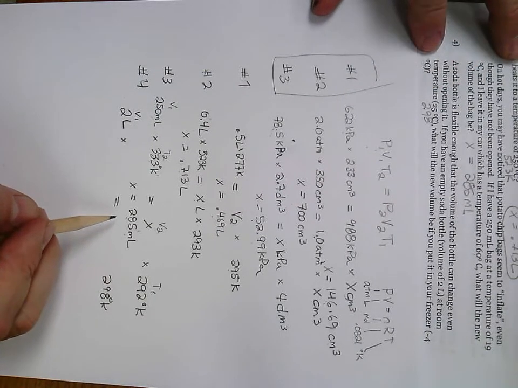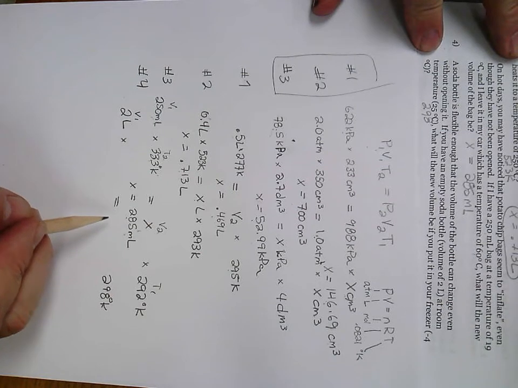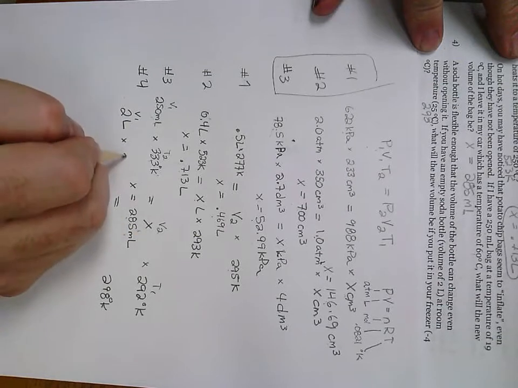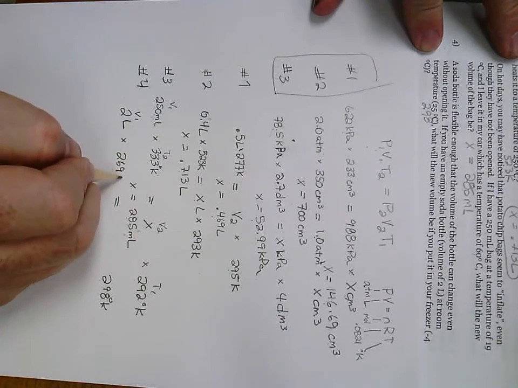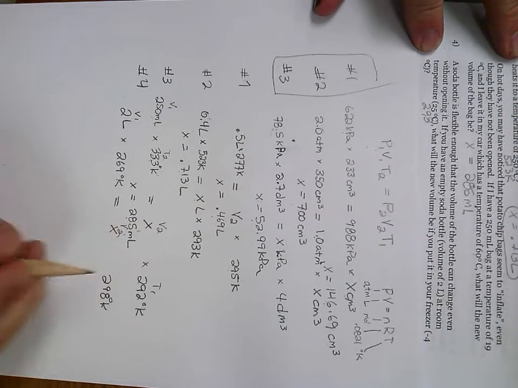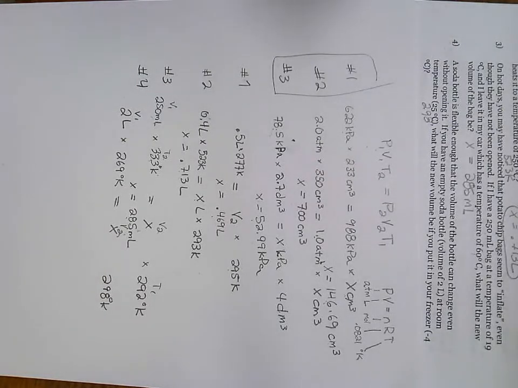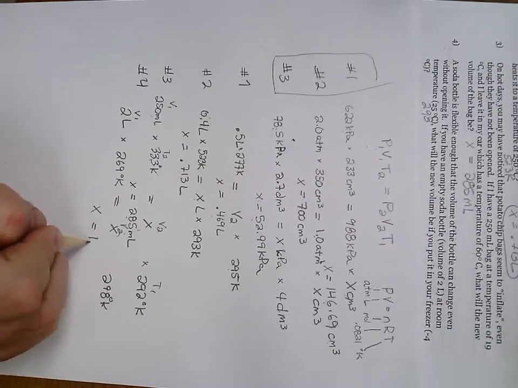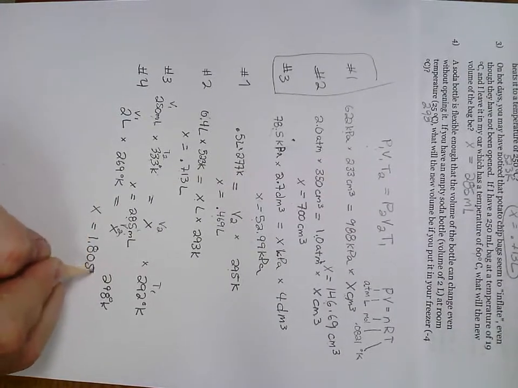What will the new volume be if you put it in your freezer? Minus 4 degrees, so that's 269, and that goes on this side. And X volume, so this is our V2 that we're solving for. So 2 liters times 269, enter, divided by 298, enter. X equals 1.805 liters.